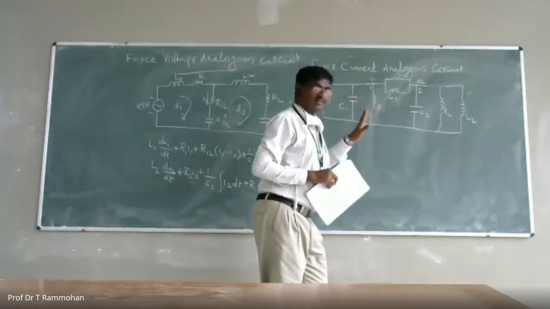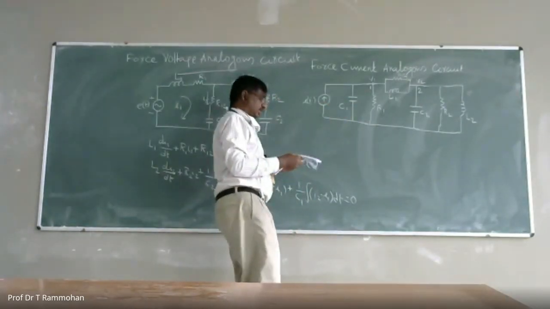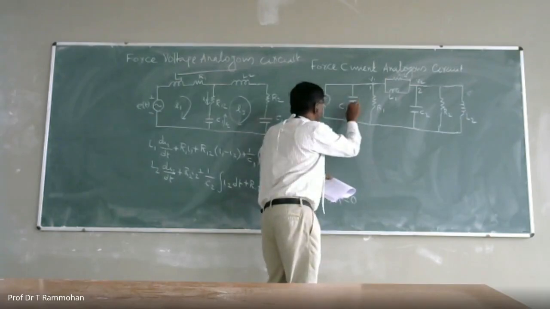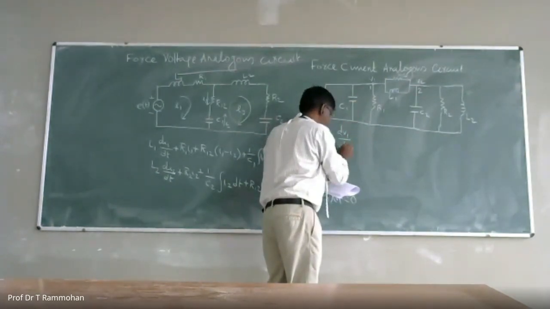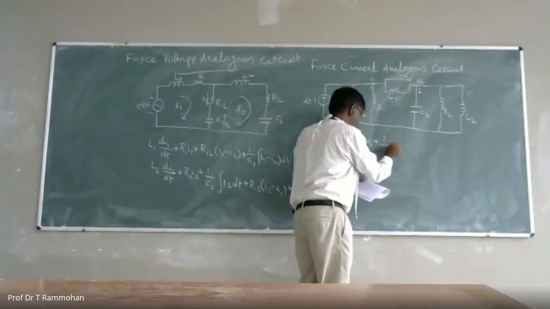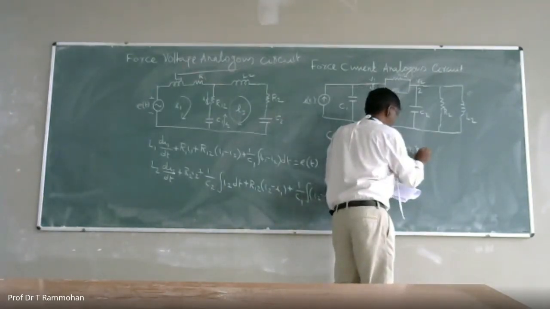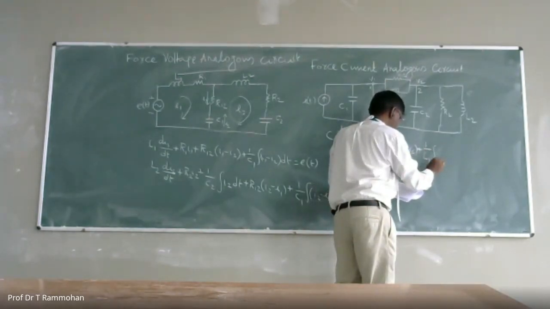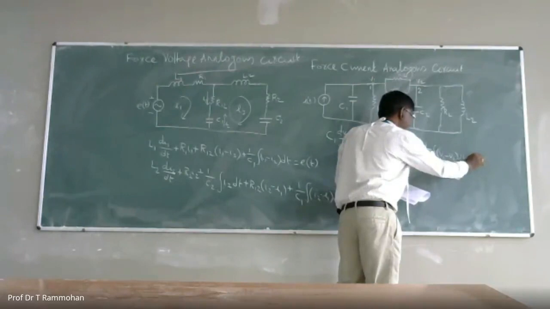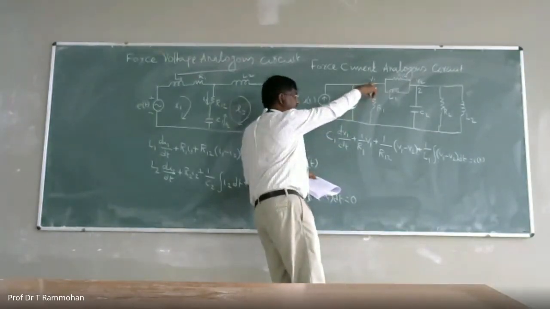Nodal equation. For the force current analogy, we need to go for the nodal equation. So then we use Kirchhoff's current law equation. C1 dV1 by dt plus 1 by R1 V1 plus 1 by R12 (V1 minus V2) plus 1 by L1 integral (V1 minus V2) dt is equal to I of t. So this is for this node.